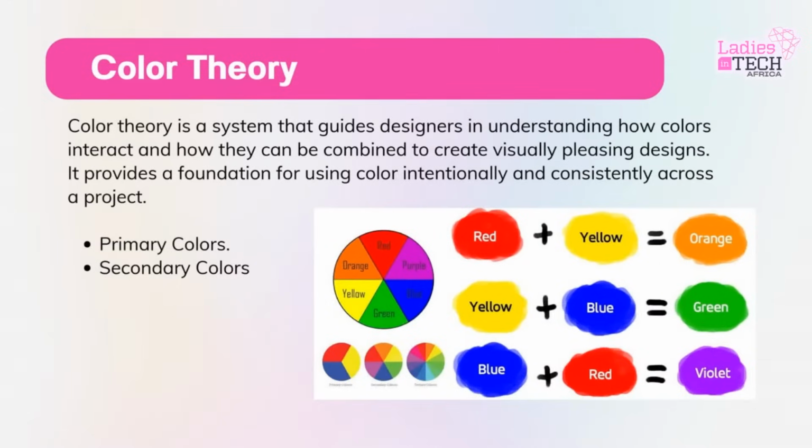So color theory is a system that guides designers in understanding how colors interact and how they can be combined to create visually pleasing designs. It's a system that guides users, let's say a manual, or just a law. If you understand how colors work, as you learn and practice, it becomes a subconscious thing. So okay, these colors match, these colors don't match, things like that.